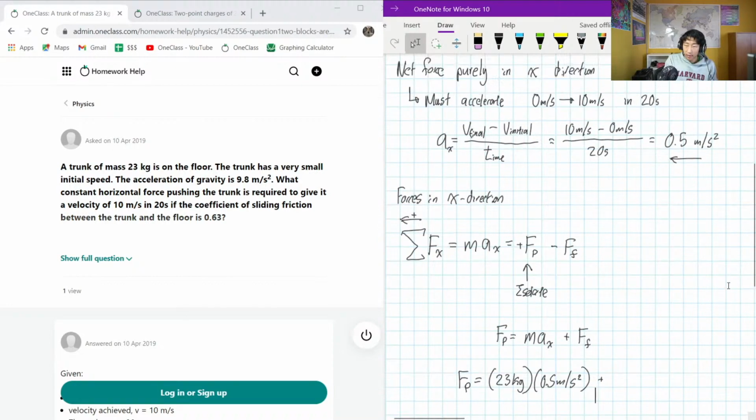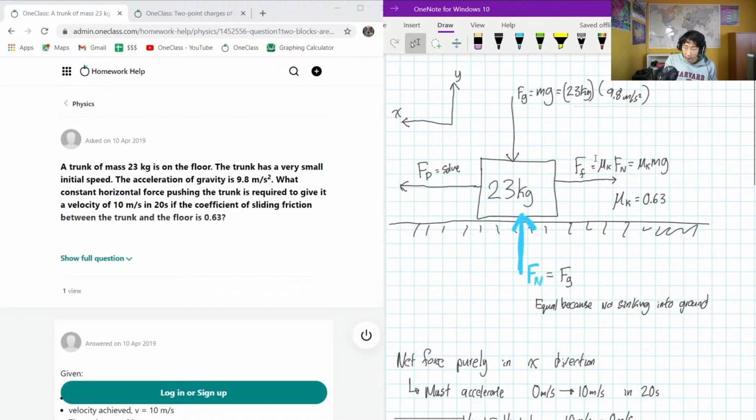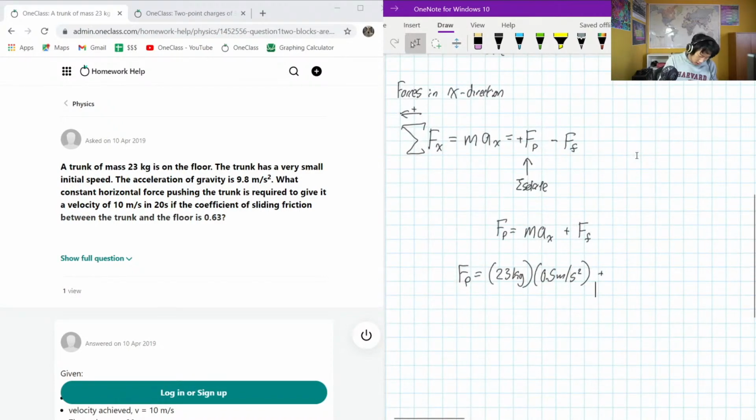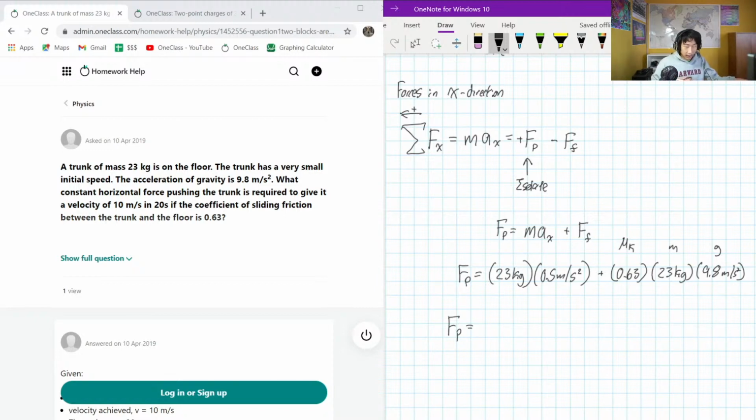Plus the frictional force. Now from our diagram up here, we know that our frictional force is dependent on our normal force. We know our normal force is equal to our gravitational force. So we have mu k, coefficient of friction, times mass times gravity. So our coefficient is 0.63 times our mass, 23 kilograms, times 9.8 meters per second squared. And that's our g. Once we find this calculation, this will be our force of our push required for this to happen.